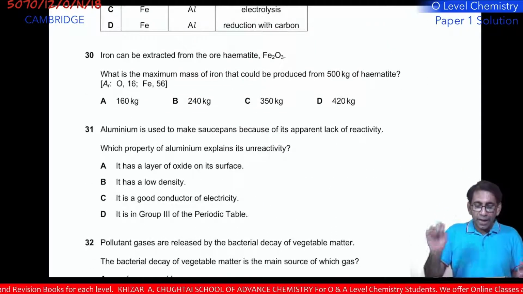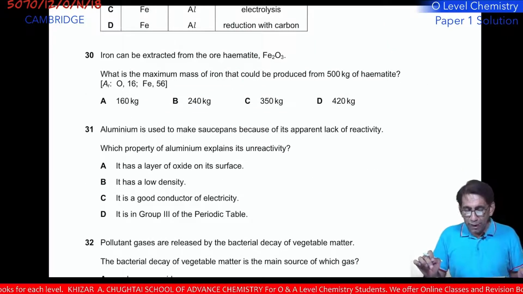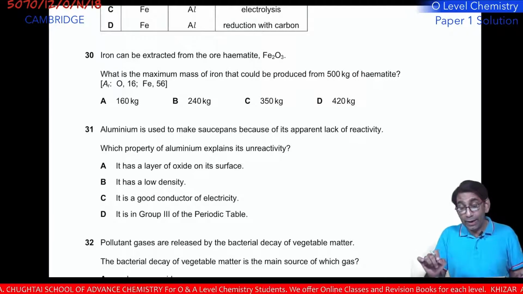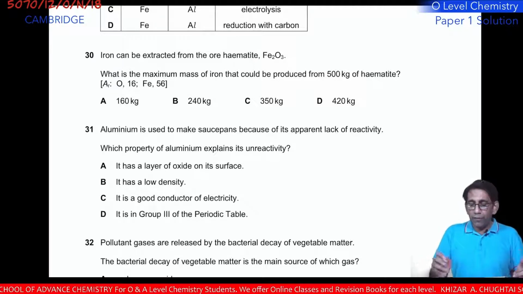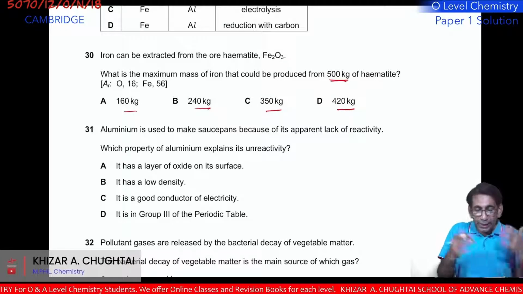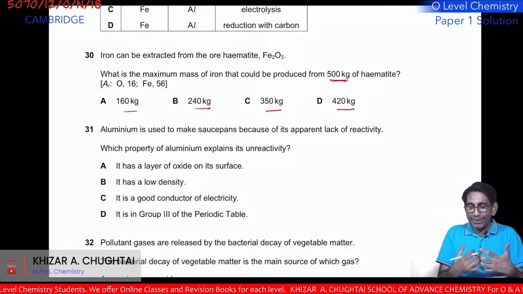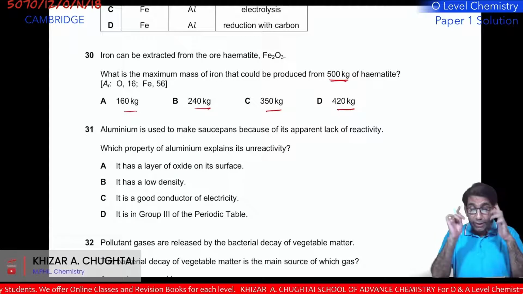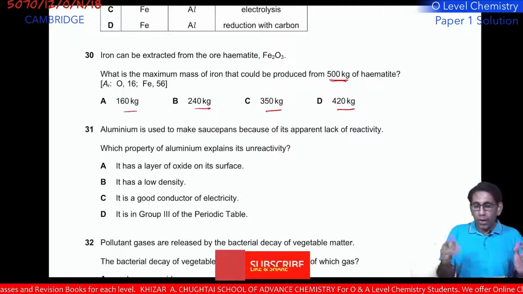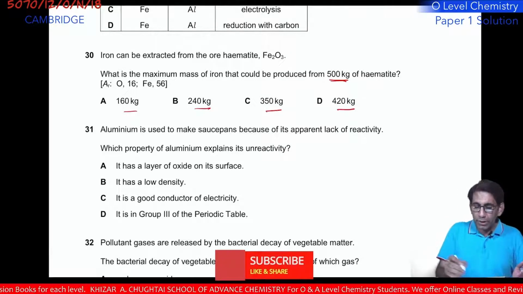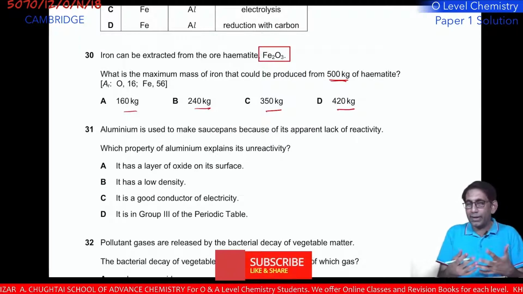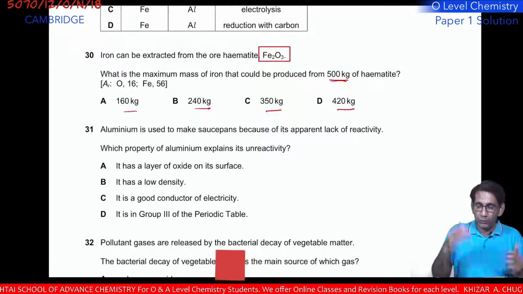Question number 30. Iron can be extracted from the ore hematite, Fe2O3. What is the maximum mass of iron that could be produced from 500 kg of hematite? The options are also in kilograms. As far as my tips and tricks are concerned, there is no need to change grams into kilograms or kilograms into grams. I'm going to apply the unitary method because the formula is given and we are supposed to find the answer from it.